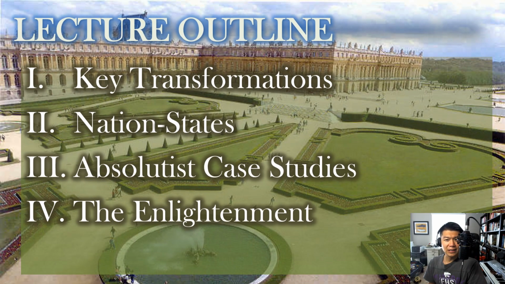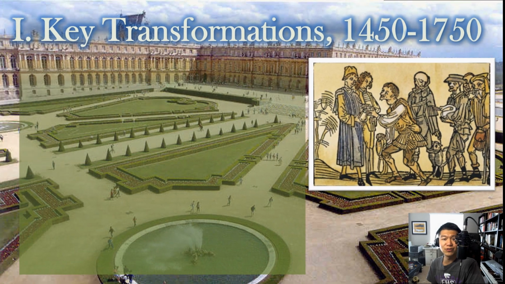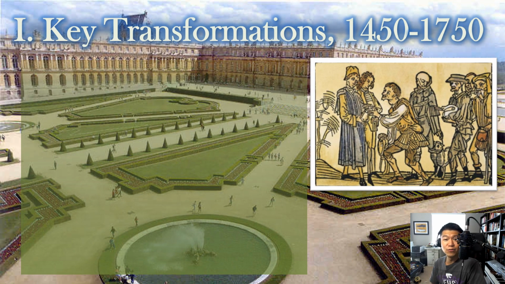So our key concepts for today is to look at some of the key transformations and particularly the political outcome, the development of nation states, and we'll look at some of these particular case studies, which in the end will lead to what we call the Enlightenment. So without further ado, let's take transformations from 1450 to 1750.